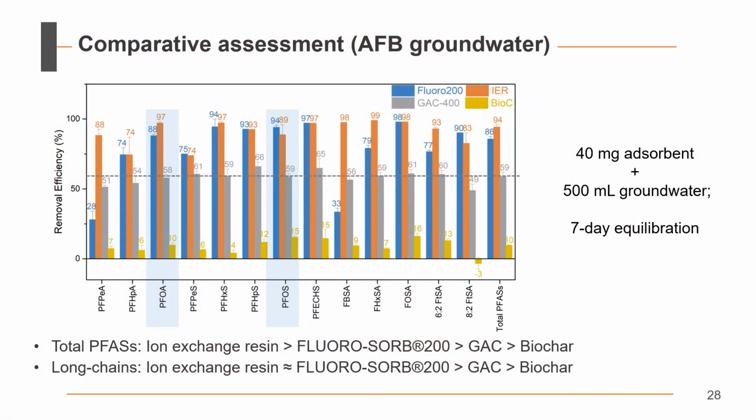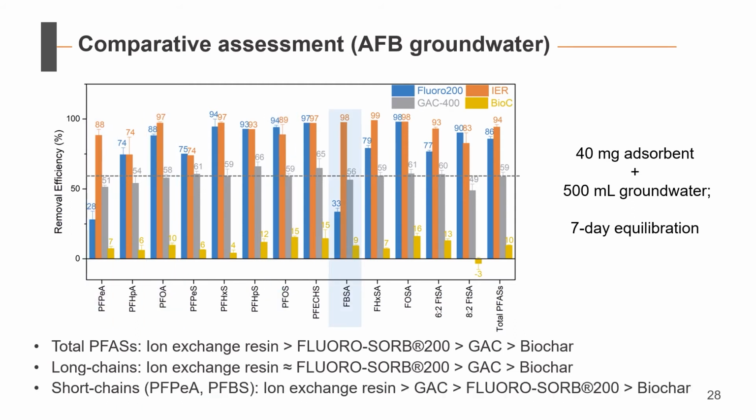Long-chain PFAS. You always hear about long-chain versus short-chain ones. So if you look at PFAS, FLUORO-SORB performed a little bit better. If you look at PFOA, ion exchange resin performed a little better. But I think in the long-chain PFAS range, we believe ion exchange resin and FLUORO-SORB 200 perform very similarly overall, better than GAC and biochar.